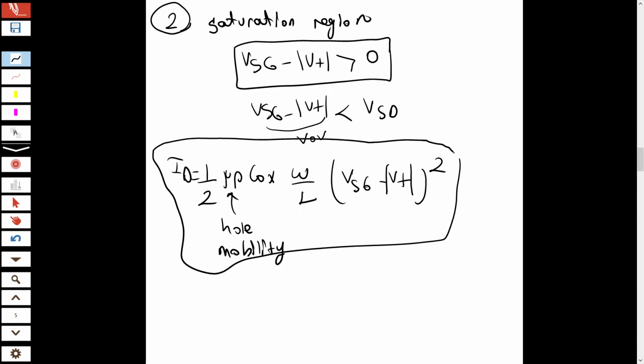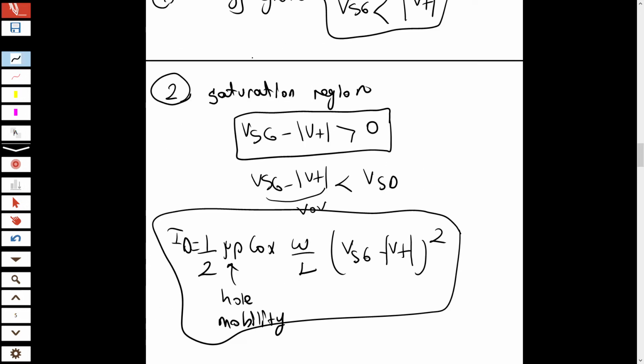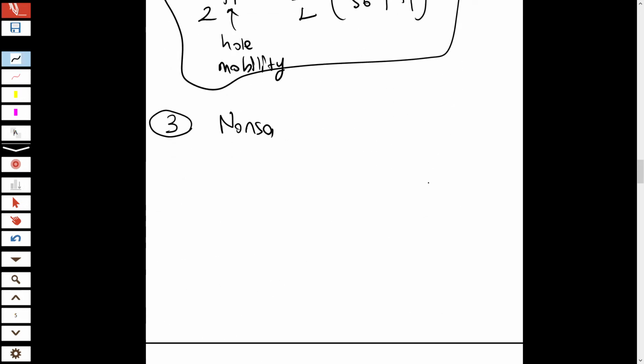This is non-saturation region. Let's write our third region. It is non-saturation region. This was saturation region. In non-saturation region, sometimes we call it linear region.